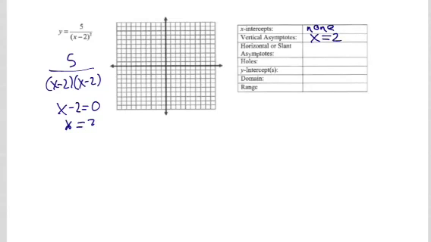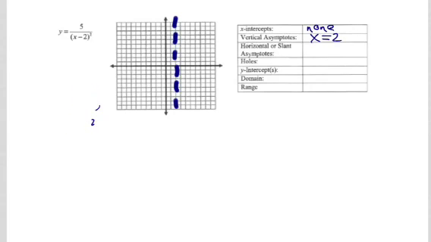And you're going to be drawing that in, so let's go ahead and just do that now. Actually, let me make that a little bit thicker so it's easier to see. Whoa, that's super thick, but whatever. You can see the line there, my vertical asymptote going through x equals 2.